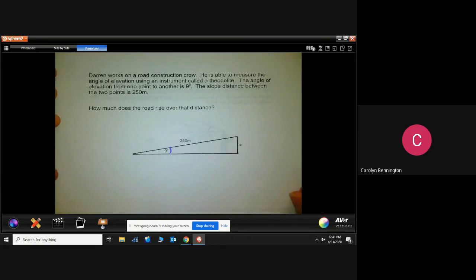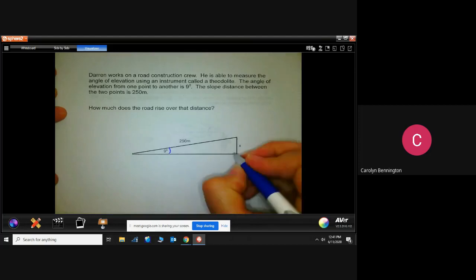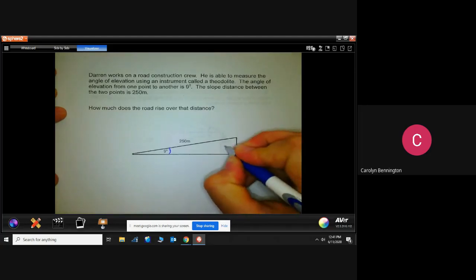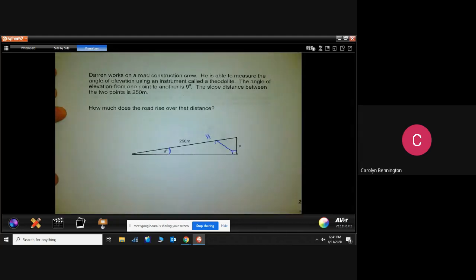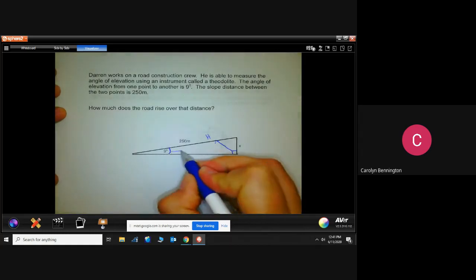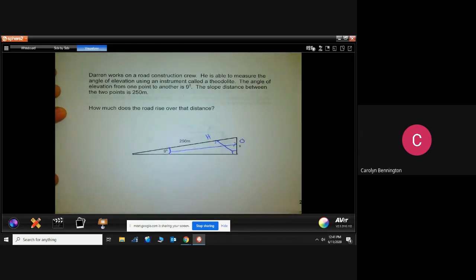Okay, so we are going to use our trig ratios for this. So again, the first thing that we need to do is label our triangle. So we have our 90-degree angle. Directly across from the 90-degree angle is the hypotenuse. Then we are working with the 9-degree angle. So directly across from that is the opposite side. And then that third side is the adjacent side. So again, we want to choose the two sides that are going to give us information. So the hypotenuse has the 250 meters. The opposite side has our x value. Our adjacent side doesn't have any information, so we're not using the adjacent side.